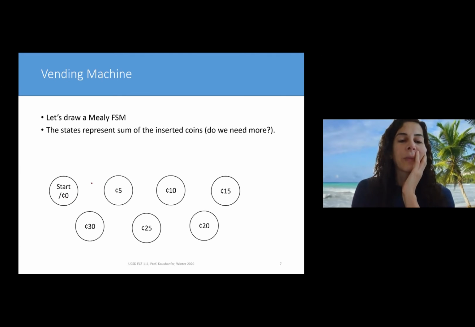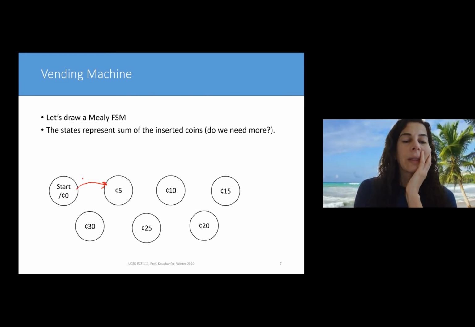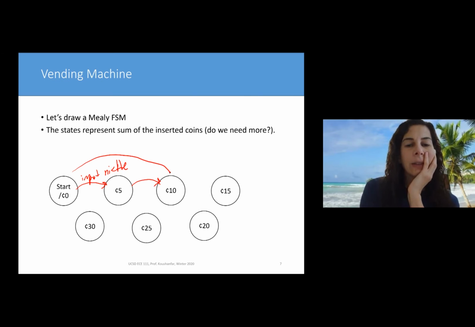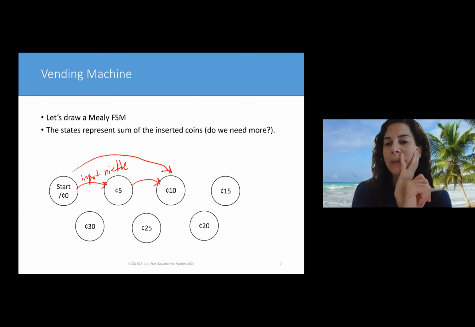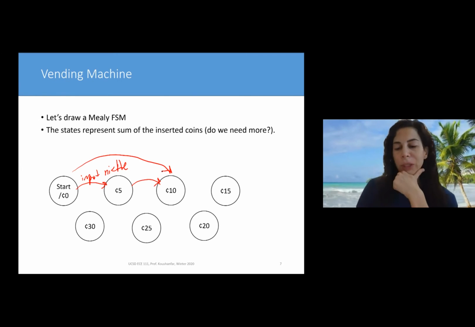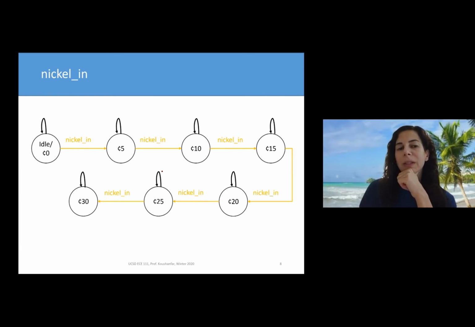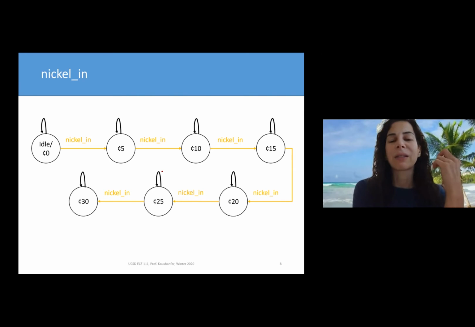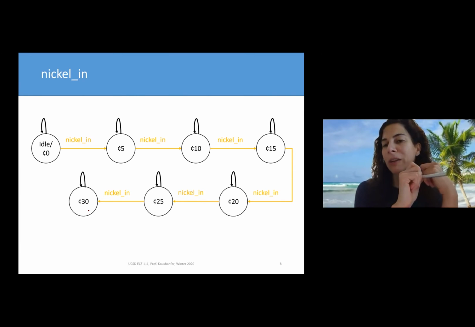Now, if I get the input nickel, I'm going to go to the 5 cents, and if I get another one, I go to the next one. And if I get a dime from the start, I'm going to go to 10 cents, right? It's a kind of straightforward practice to do this chart. So in the simplest case, I just get 5 cents, 5 cents, and I go through each and every state that I have here.